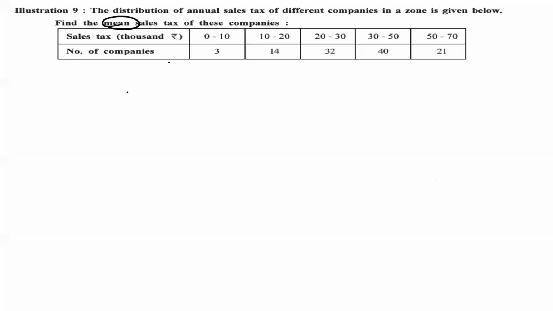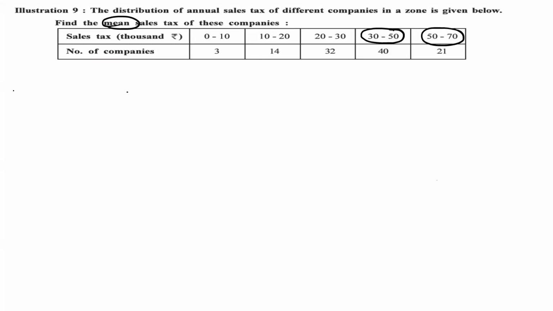21 is saying that's right. The classes are 0 to 10, 10 to 20, 20 to 30, 30 to 50, and 50 to 70. So the class length is not equal. You can see the mistake that we have done. The class length is not equal, right? So how to do this one?